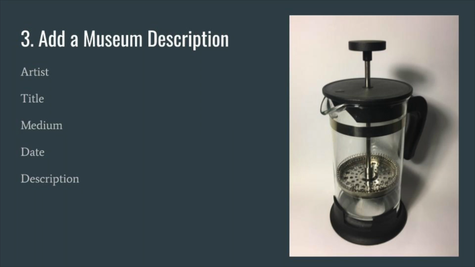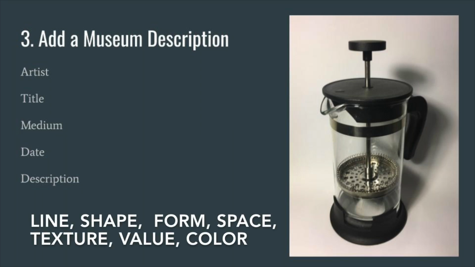So list the artist who made the object, a title, you can get creative here, the medium, what is it made out of, the date, about when do you think it was made, and a description. For the description, I'm looking for a few brief sentences about what visual qualities make this object unique. An easy place to start is the 7 elements of art. Those are line, shape, form, space, texture, value, and color.